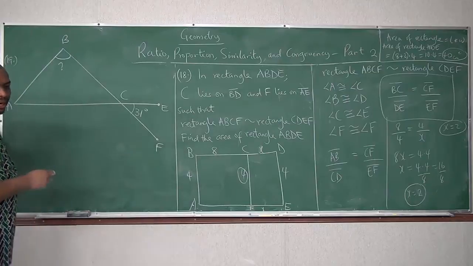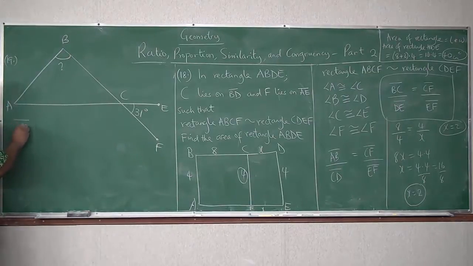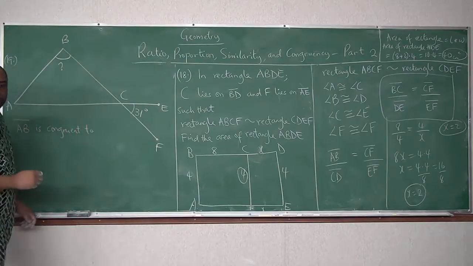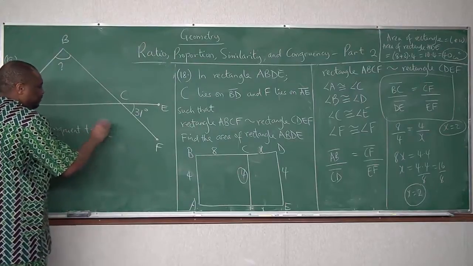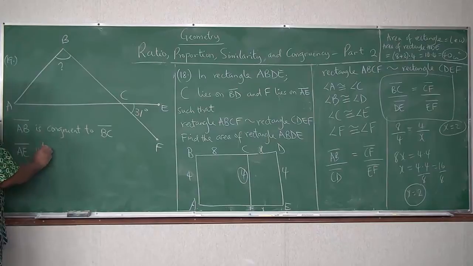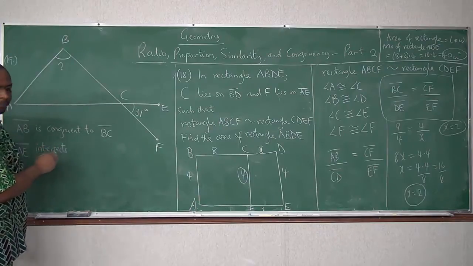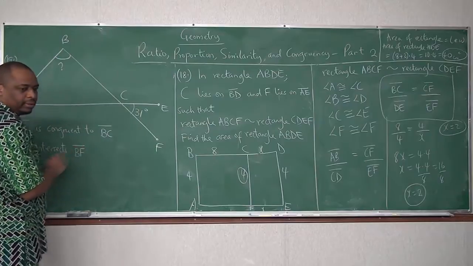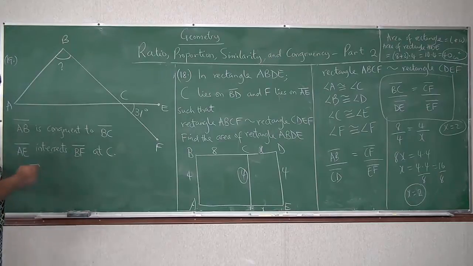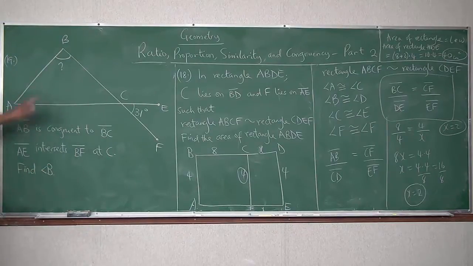Now they said line segment AB is congruent to line segment BC. Then they say line segment AE intersects line segment BF at C. Find angle B. What is the measure of angle B? Find angle B.